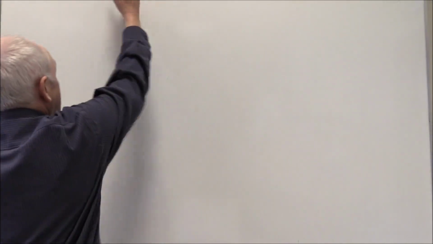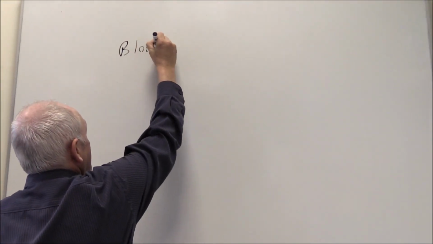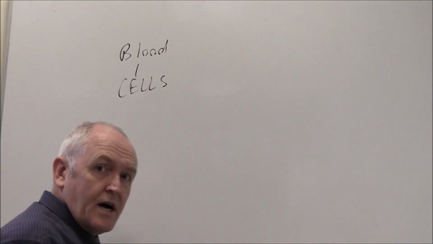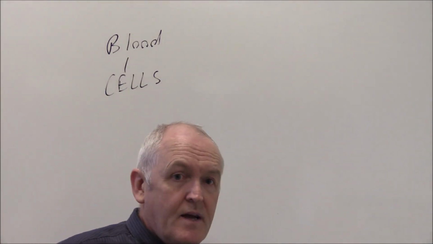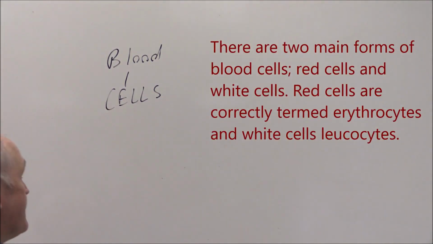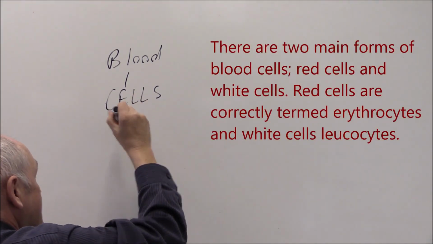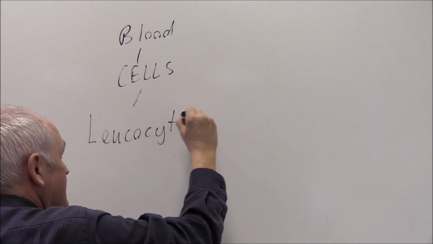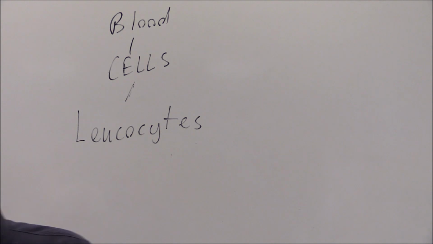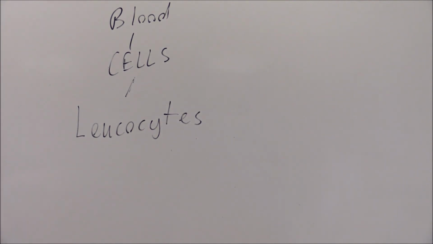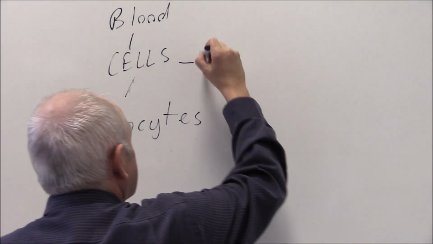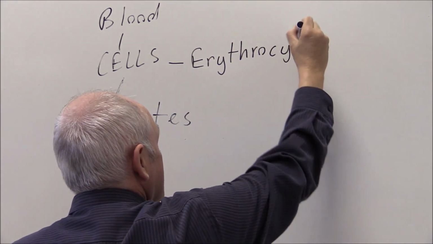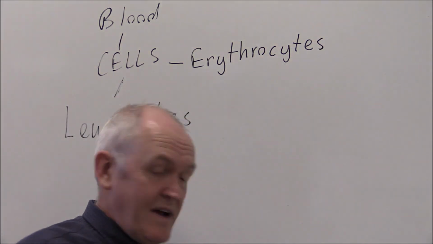So we have blood and we have cells in the blood. So what are the cells in the blood? Now there are two main types of cell in the blood. There are the leukocytes, which are the white cells, and there are the erythrocytes, which are the red cells.